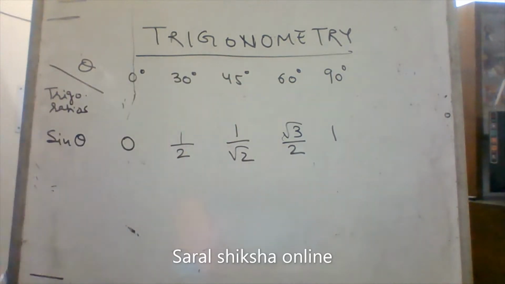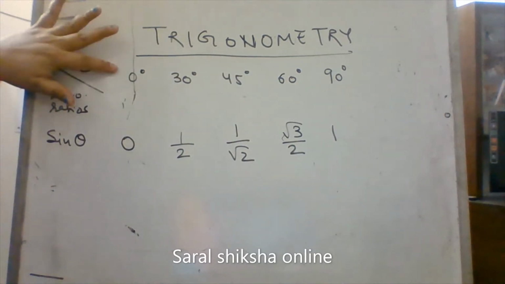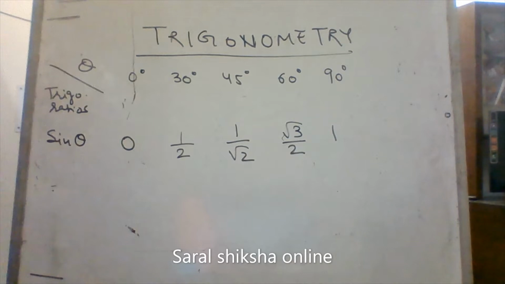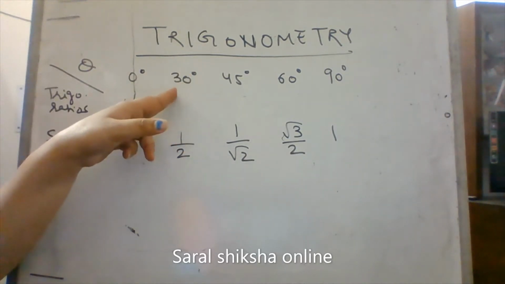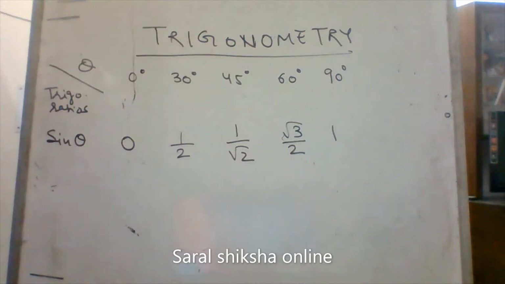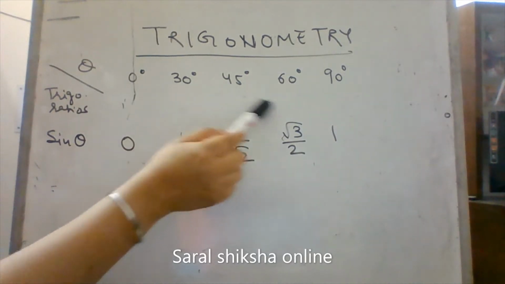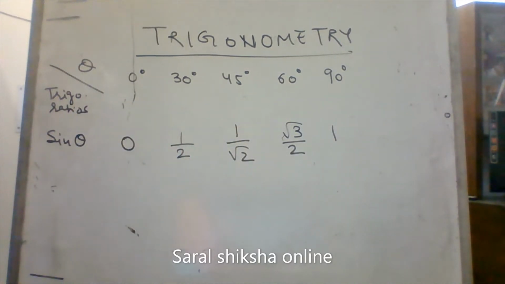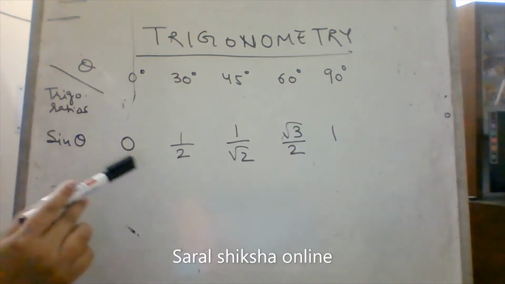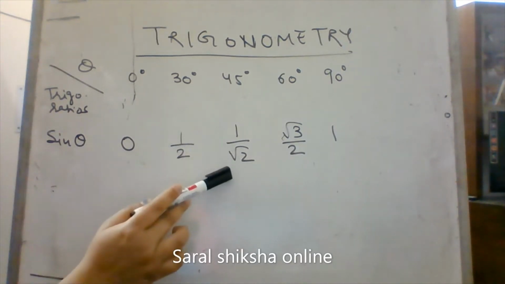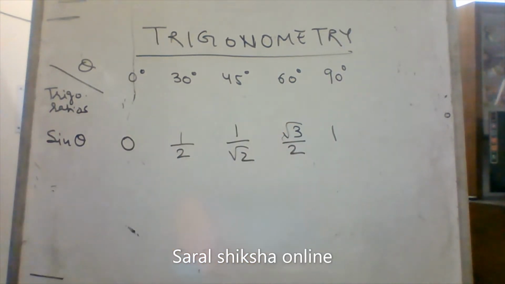And how will you learn these angles? The first angle is 0, the last is 90, half of it gives 45, and 15 less than 45 is 30, 15 more than 45 is 60, correct? The difference between the first two is 30 degrees and between the next two is 15 degrees. Again, just learn this line: 0, 1 by 2, 1 by root 2, root 3 by 2 and 1.